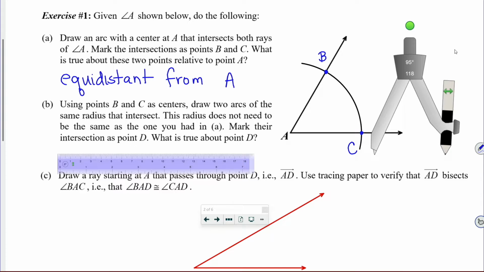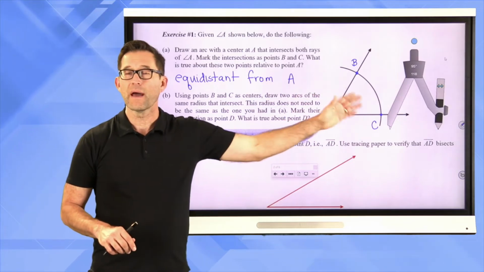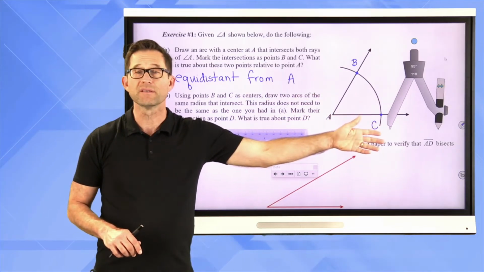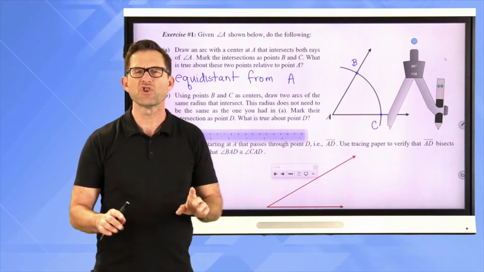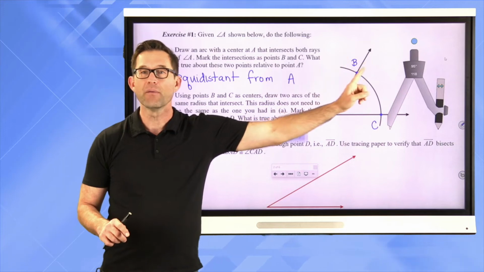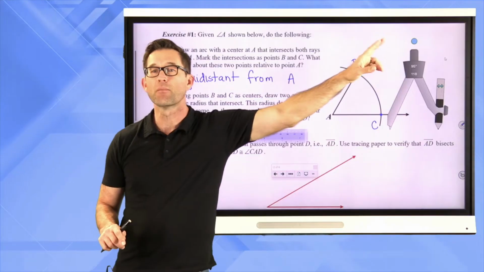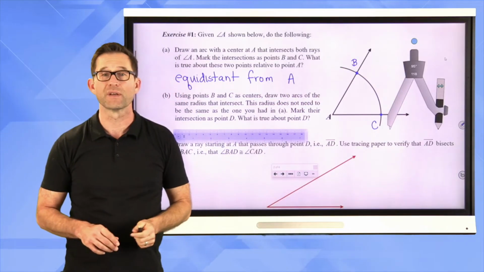Using points B and C as centers, draw 2 arcs of the same radius that intersect. This radius does not need to be the same as the one that you had in A. Mark their intersection point as D. What is true about point D? Okay, so again, let me distill all of this down for you. I want to now take my compass. I can leave the radius the same as it is now, or I can change it. I'm going to change it a little bit just to show you it can be changed. And I'm going to draw an arc with a center at B, somewhere out here, and I'm going to draw an arc with the center at C, somewhere out here. You just got to make sure the 2 arcs intersect.